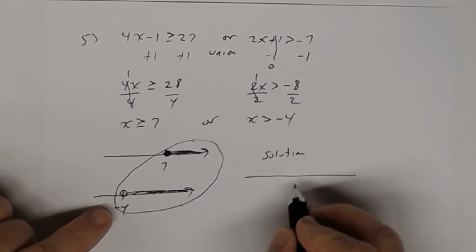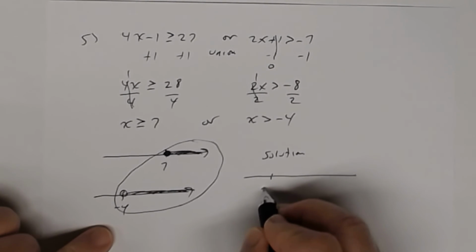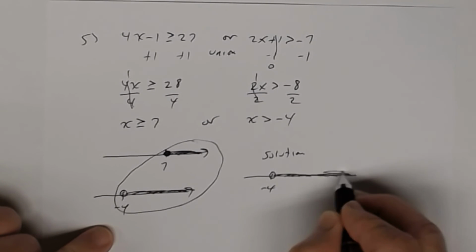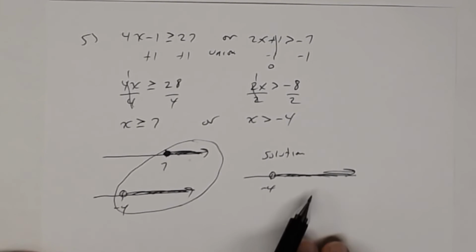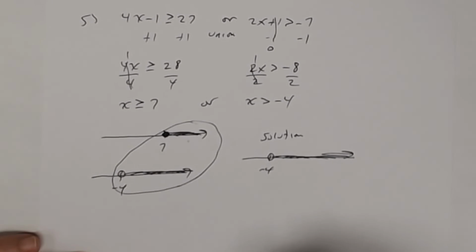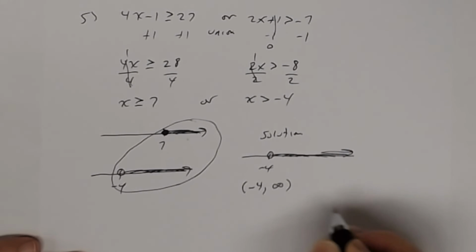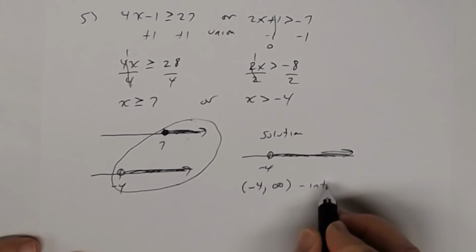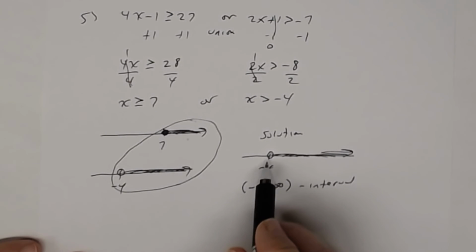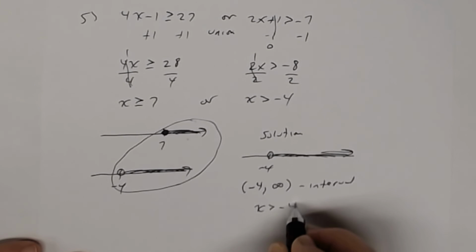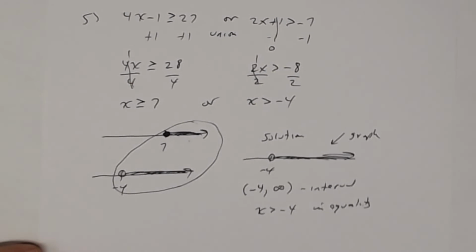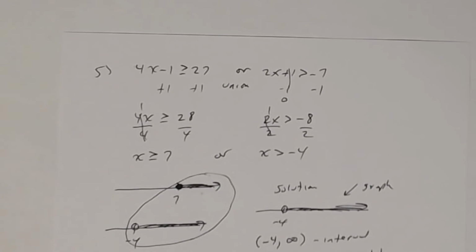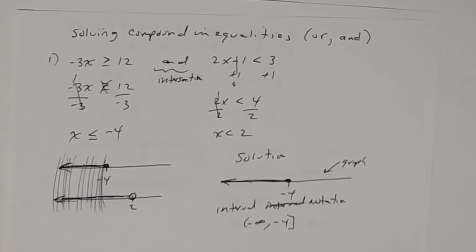So you're going from negative 4, open circle, going to the right. Notice this part is here and this part is this, so this part's already in here, right? That's what the graph should look like, going from negative 4 to infinity. So in interval notation, negative 4 to infinity. If you want to put this as an inequality, you're going to say any real number greater than negative 4, so x is greater than negative 4. That's your inequality statement, and this would be your graph. All right, so that is some examples on solving compound inequalities with the word and or the word or.